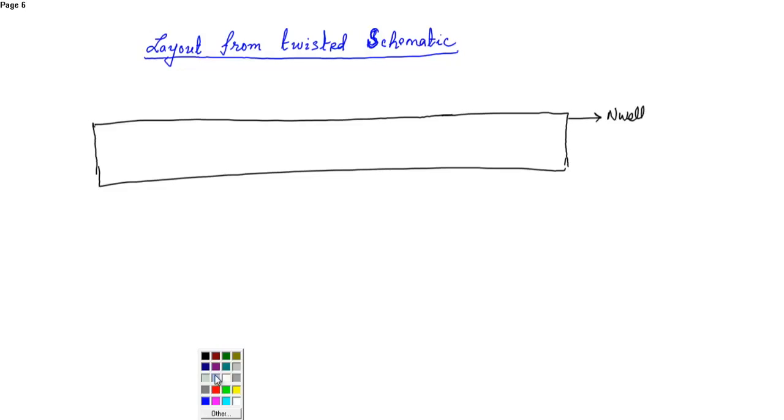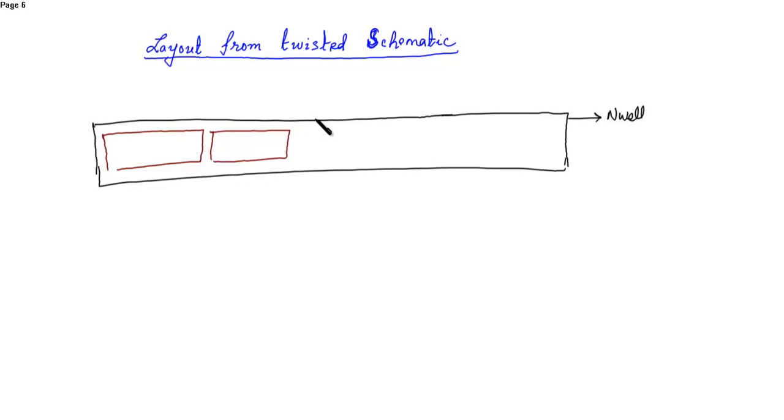Then we need diffusion. P diffusions, we need 4 P diffusion. This is P diffusion 1. This is P diffusion 2. You have P diffusion 3. This is the P diffusion 4. Okay. Then the N diffusion layer.